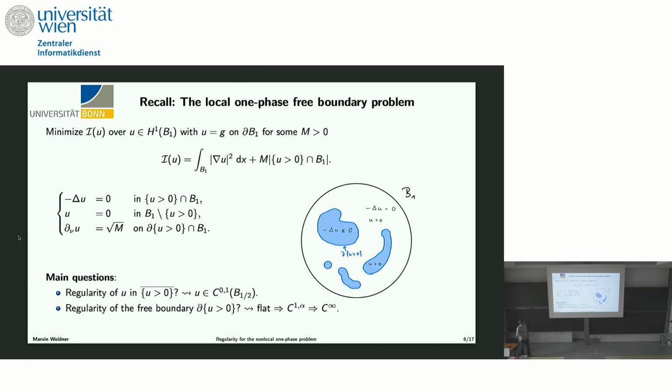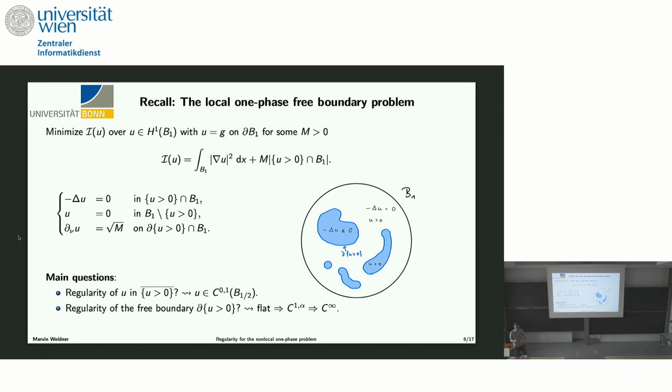Okay, so in the local case, the one-phase problem, we've seen it now many times. Instead of taking the H^s semi-norm, you take the H1 semi-norm, and you put this measure of the positivity set. And we've also seen the Euler-Lagrange equation already yesterday. So you will be a harmonic function in the positivity set. Then you have your region where you're 0. And then on the free boundary, you have a free boundary condition, which is basically telling you that the normal derivative of your solution there is constant.